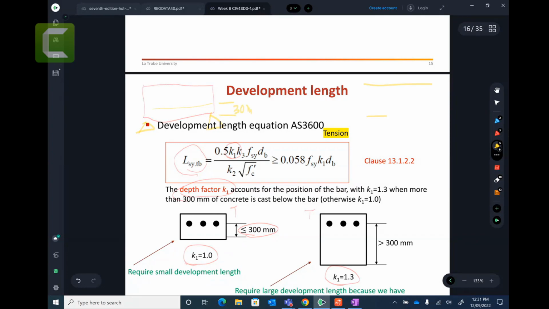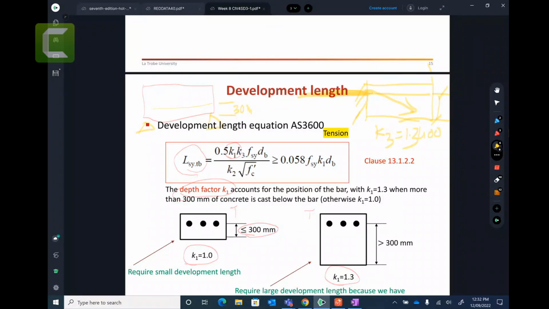But let's say you have a cantilever and your tensile Rio is here. This is, let's say, 400 millimeters. Then your K1 value would be 1.3 here. You need to provide about 30% more development length here. You can imagine that, right? Because when you're loading it, this bar can easily come out, meaning you need to provide more development length in the cantilever beam because the concrete below is over 300 millimeters.